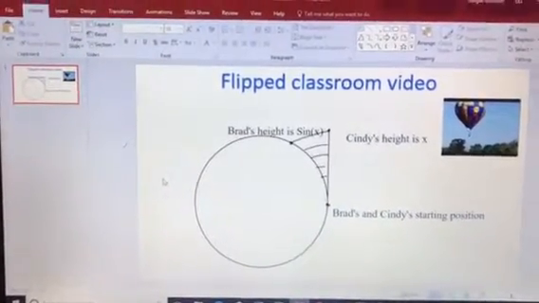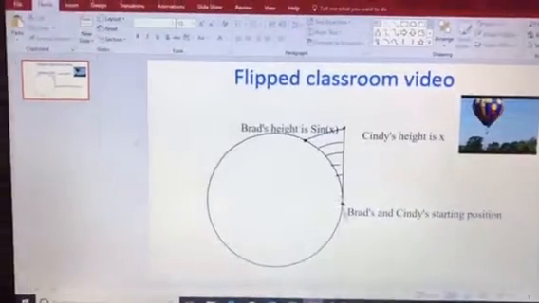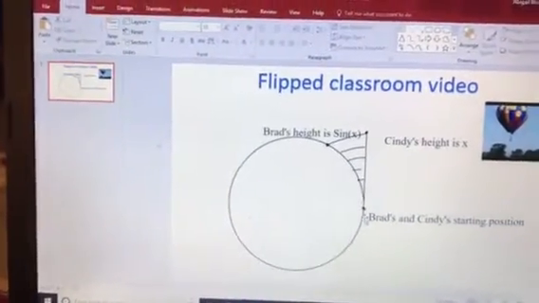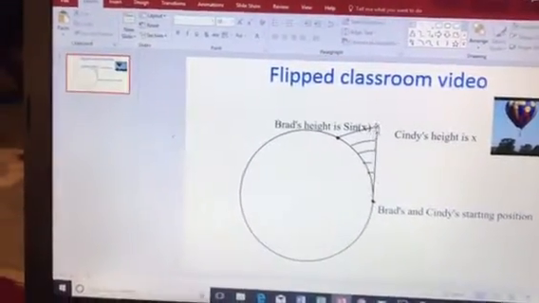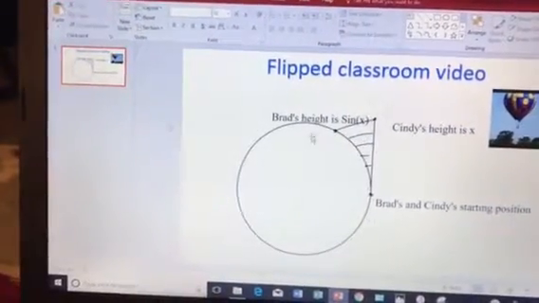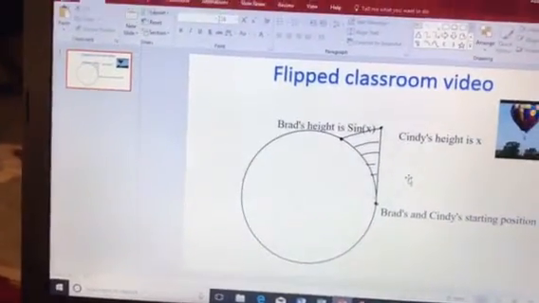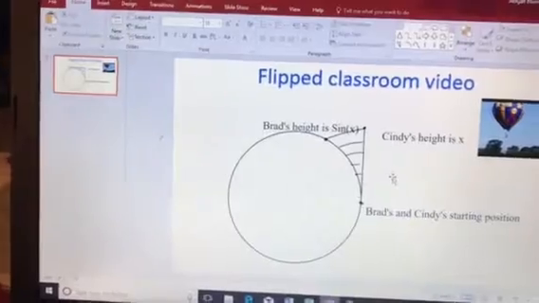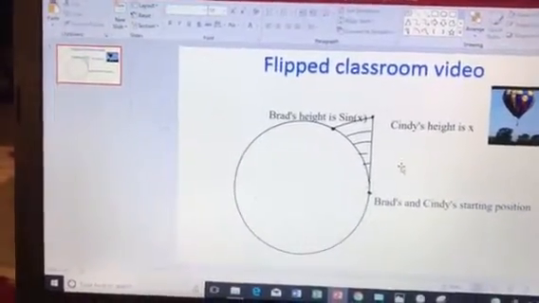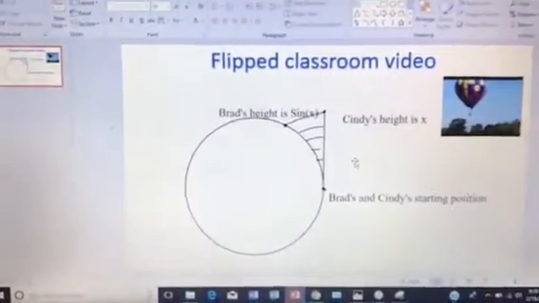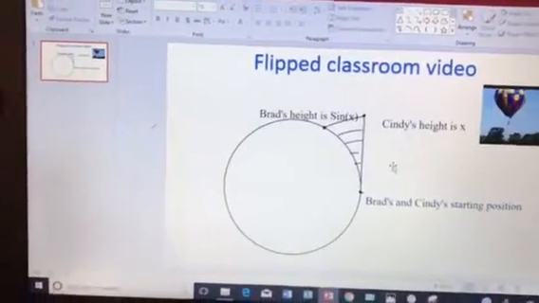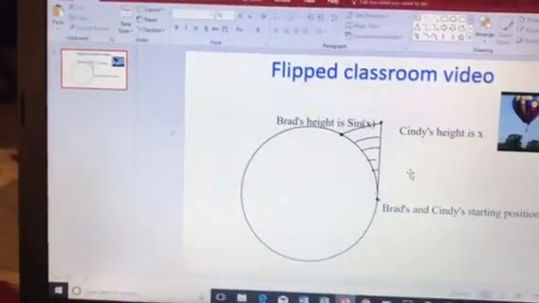Cindy and Brad both start the ride at the same point, which is right here. But Cindy is going straight up, and Brad is moving along the Ferris wheel right here. Cindy is also being lifted by a helium balloon. That's why she's going straight up and not going with Brad around the Ferris wheel. Cindy has moved Brad's arc length, but straight up.